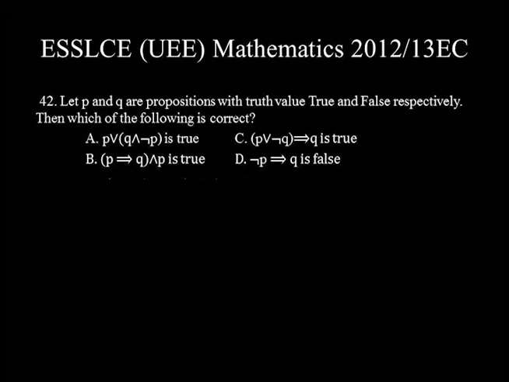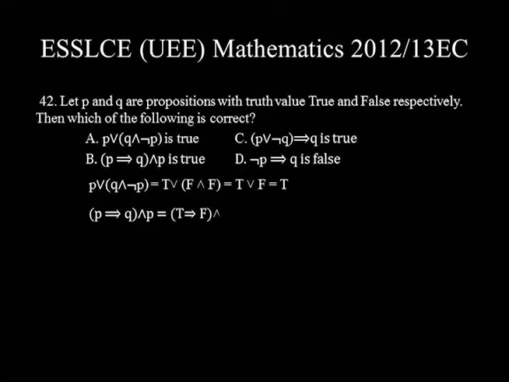Let's check each of the choices. Choice A: P or Q and negation of P. P is given as true, Q is given as false, and negation of P is false. So this equals true or false and false, which is false, and true or false is true. Choice A is correct.